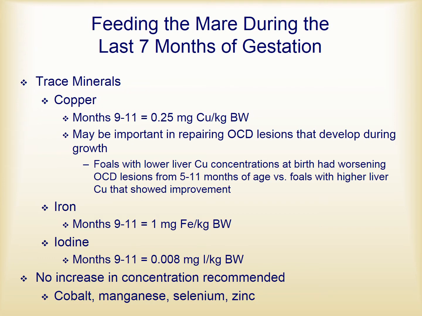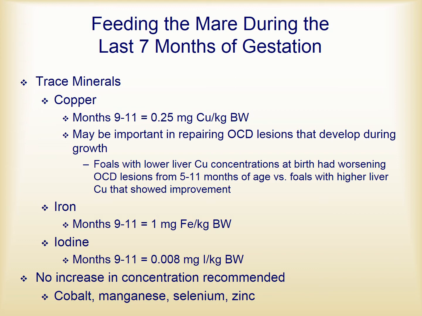Trace mineral requirements in some cases increase. They do increase for copper, iron, and iodine. For copper, between months 9 to 11, mares require 0.25 mg of copper per kilogram of body weight. Research has shown that providing copper in the ration of a late pregnant mare is probably important in helping foals repair OCD lesions that develop during growth.